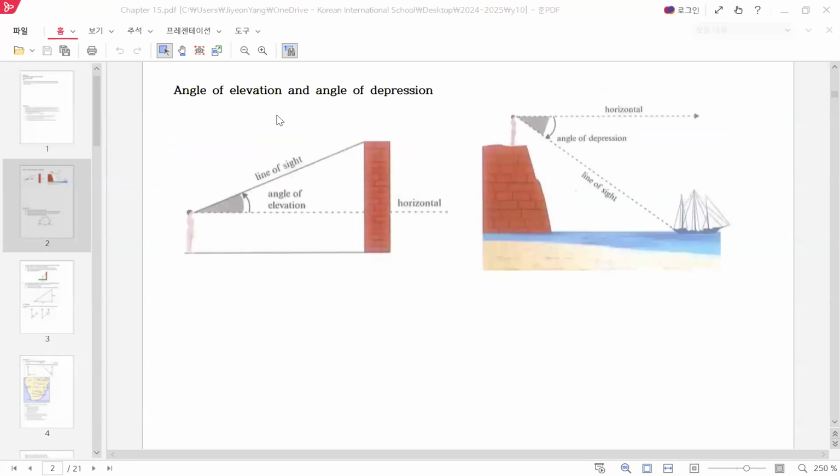Angle of elevation and angle of depression. It's very natural from this diagram, right? If you want to see the tip of the highest point of the building, of course you should look up at the building. Then you can measure from your eye level to the highest point of the building, and you can measure this angle. It is called the angle of elevation. And in this case, you should look down from your eyesight. In this case, we call it the angle of depression.